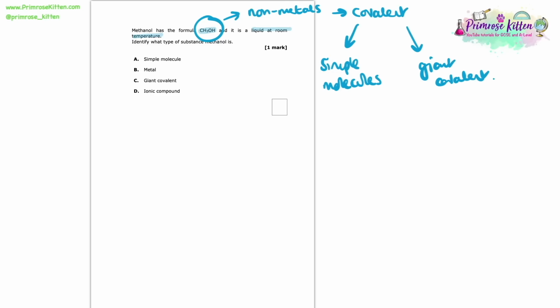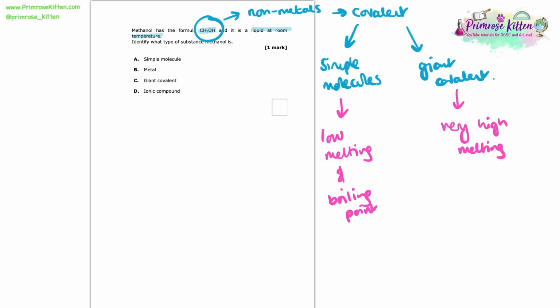So if we think about what we actually know about simple molecules and giant covalent structures, we know that simple molecules always have a very low melting and boiling point. Whereas on the other side of things, the giant covalent structures always have a really very high melting and boiling point. Now that alone tells us that because it's a liquid at room temperature, we must have this simple molecule here. So the answer to this is A, simple molecule.